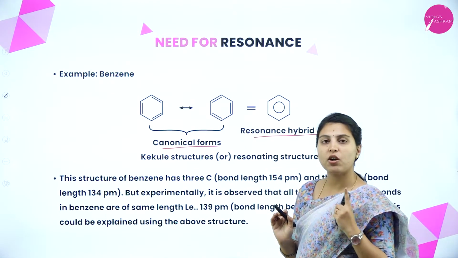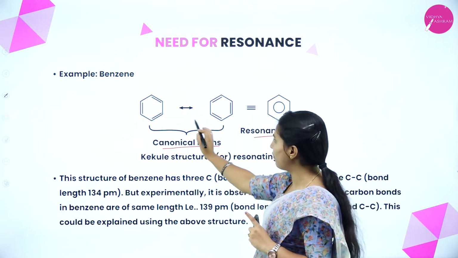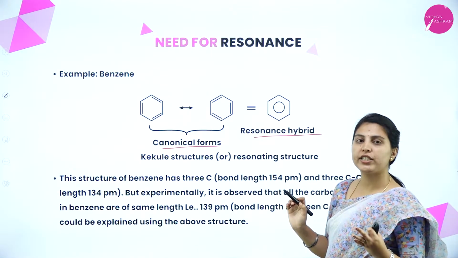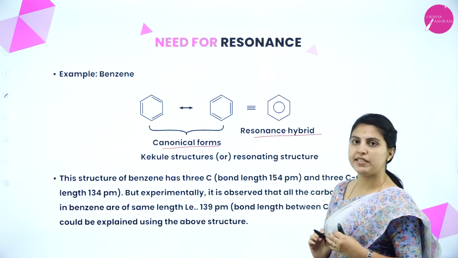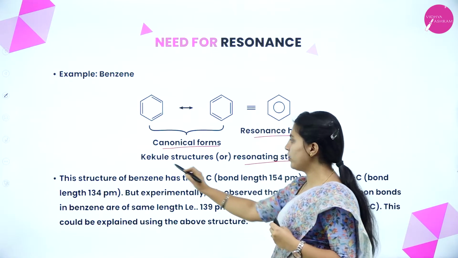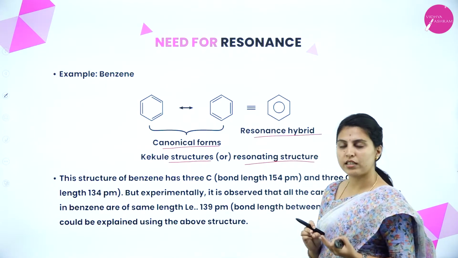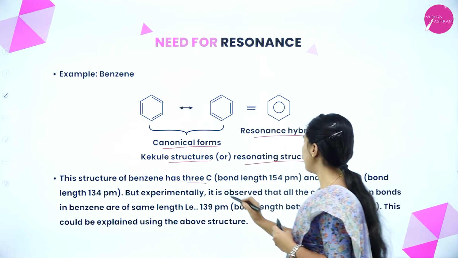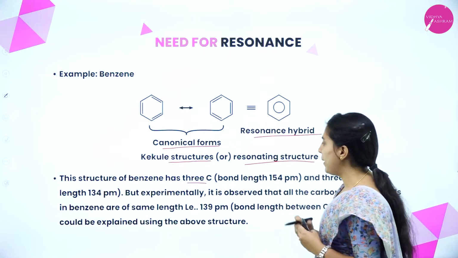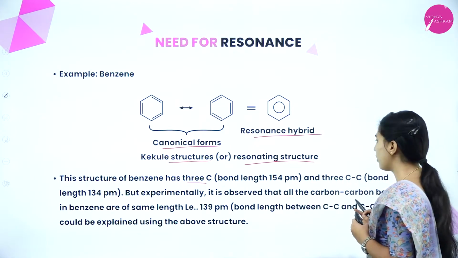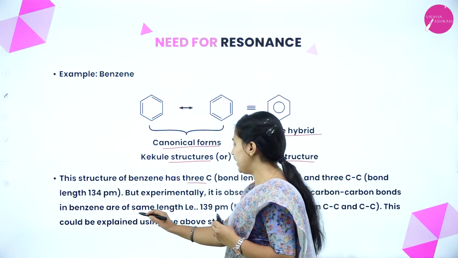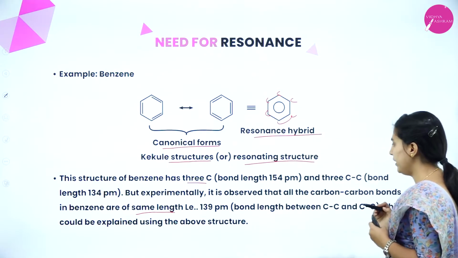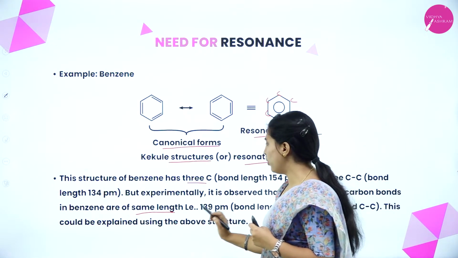When you are writing the resonance or electron movement in the reaction mechanism, obviously you have to write in either of these ways. But when you write the complete reaction, a substitution or anything, you can use this benzene with Kekulé structures or resonating structures. Kekulé is the scientist who discovered benzene. That's why we can also call them Kekulé structures. This structure of benzene has 3 carbon-carbon double bonds. But experimentally it is observed that all the carbon-carbon bonds in benzene are the same length. Yes, all the carbon bonds are the same length, and this can be explained using the above structures.